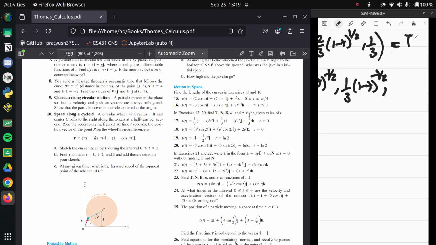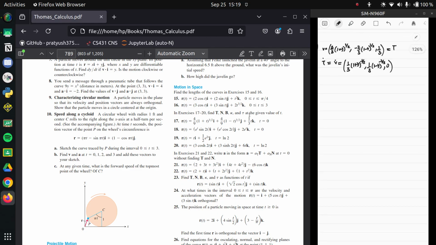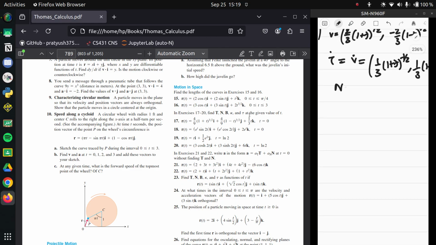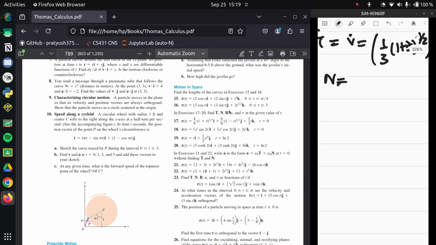And then that's just 0. Okay, so you got a t dot, your normal vector would just be normalizing that stuff. So it's only 1 by 2 basically. So just 1 by 2.